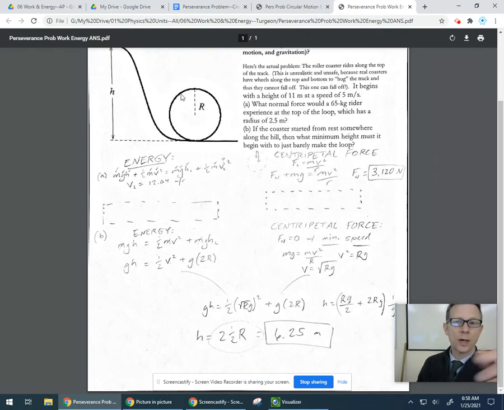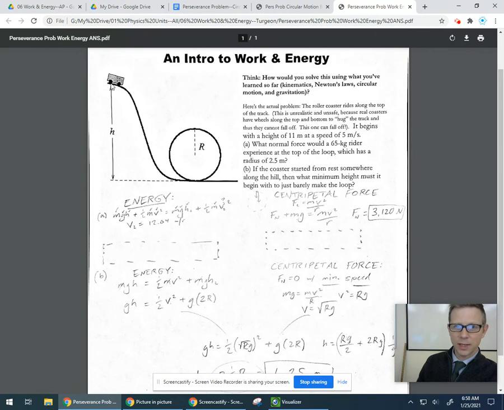I can just think, what kind of energy does it have in the beginning? What kind of energy does it have at the end? In the beginning, it has both kinetic and potential. Then it has kinetic and potential at the end. Beginning being right here, end being right there.